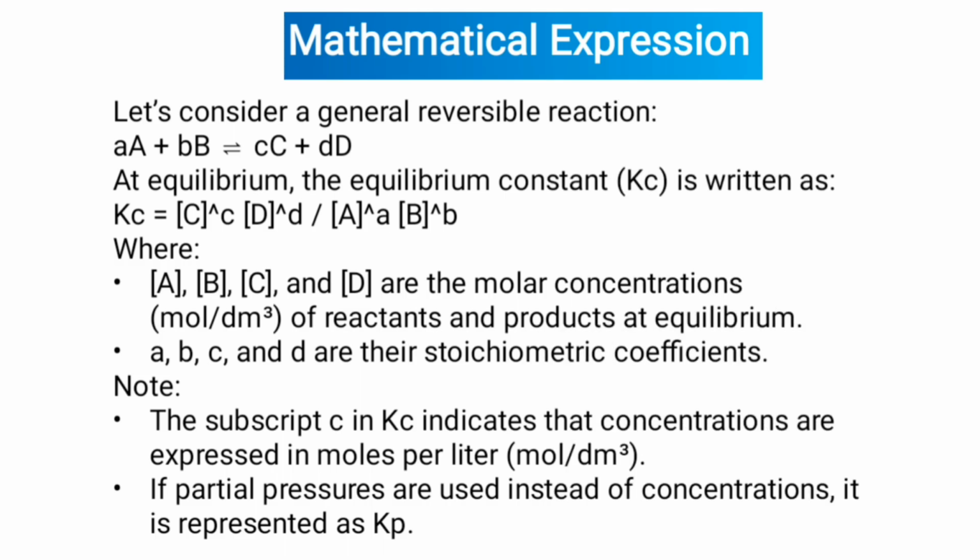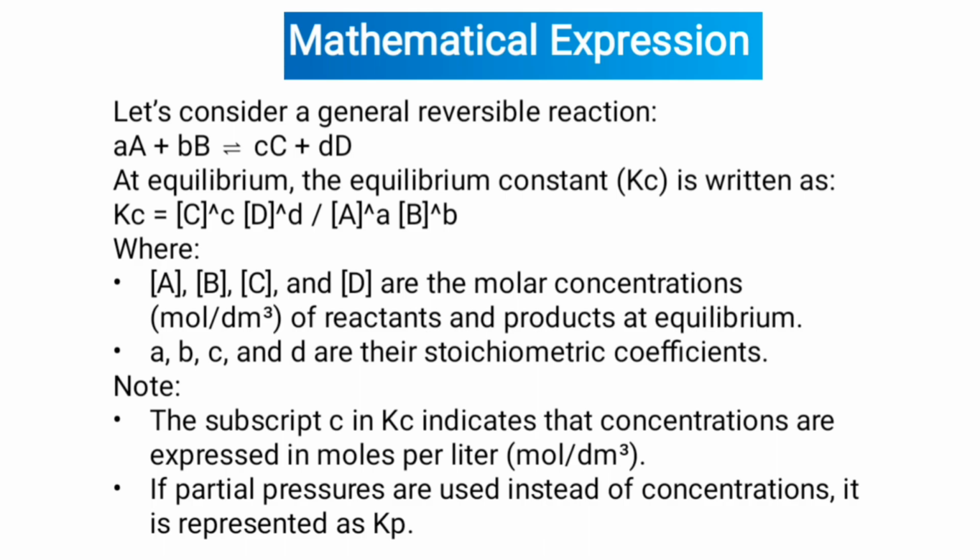Now, mathematical expression. Let's consider a general reversible reaction: a moles of A plus b moles of B gives c moles of C plus d moles of D. My dear student, at equilibrium, the equilibrium constant Kc is written as Kc is equal to concentration of C to the power c, concentration of D to the power d, divided by concentration of A to the power a and concentration of B to the power b.